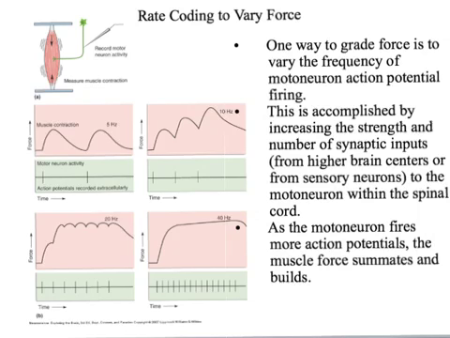So it's increasing what? The stimulus. And that's the same thing we saw in an action potential. One way to vary the frequency of an action potential is to increase the stimulus. Same thing here. One way to increase the frequency of motor neuron action potential firing is to increase the stimulus. The stimulus comes from higher brain centers or from sensory neurons. As the motor neuron fires more action potentials, the muscle force summates and builds. So it builds together. The more action potentials, the muscle force sums together, it builds.